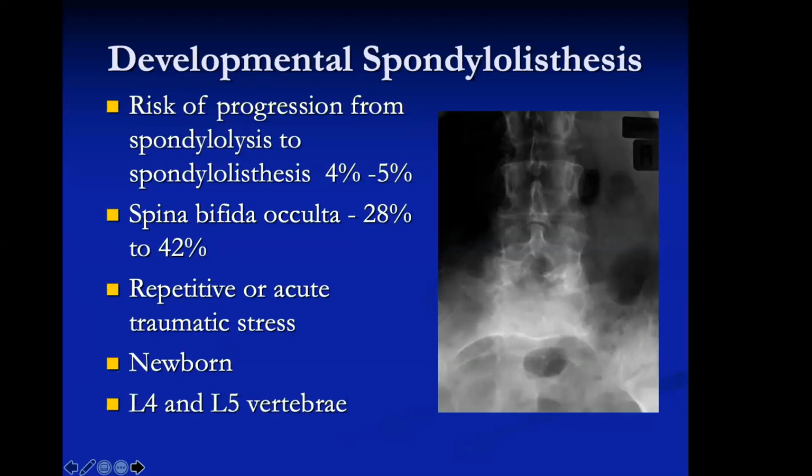It's also very important to remember that 28 to 42% of patients with spondylolysis, with progressive spondylolytic listhesis, have spina bifida occulta. What is the relevance of this? Can I ask anyone? Yes, anybody?